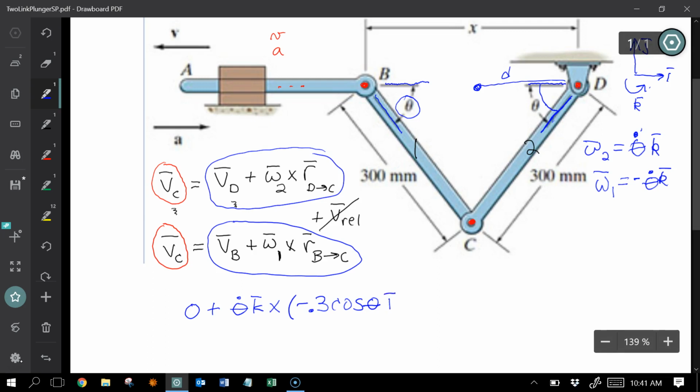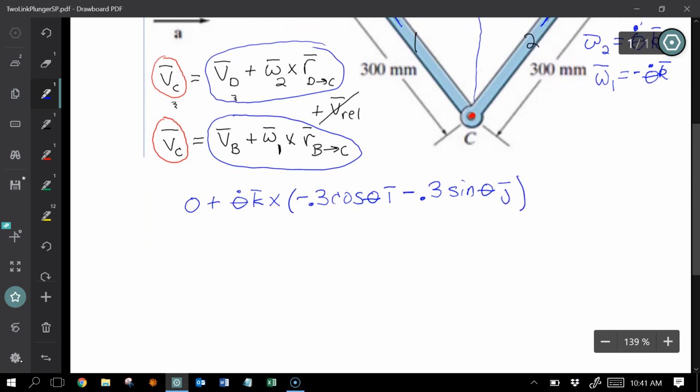Then I'm going to go a distance here. That distance is equal to 0.3 times the sine of the angle theta. And I'm going down, which is minus J. Okay, so that's the first equation.